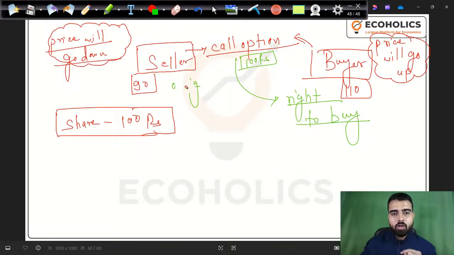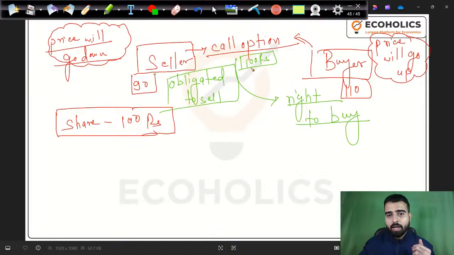Just wait. He has an obligation. But no one has told the seller to have this obligation. He has this obligation because he wanted to sell this call option. Okay. Because he had an apprehension that in future the price will go up. Now think. Now see. He will be obligated to sell. At what price is he obligated to sell? At rupees 100, as per the agreement in the call option.